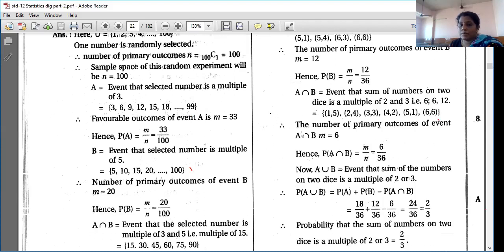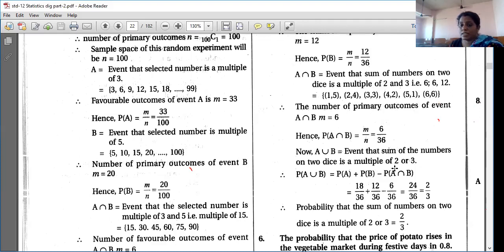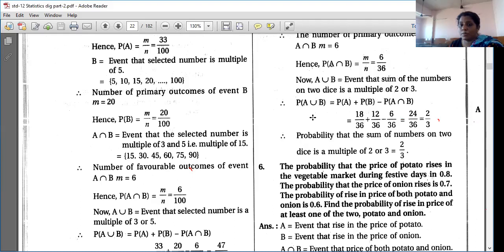And A intersection B is the multiple of 2 and 3 both, that is we have to look at multiples of 6. So you will get 1 5, 2 4, 3 3, and so on. 5 plus 1 is 6, 2 plus 4 is 6, 3 plus 3 is 6, like this. So A intersection B will be 6 by 36. So you have to put the values in the formula. P of A union B equal to P of A plus P of B minus P of A intersection B. So your answer comes to 2 by 3.